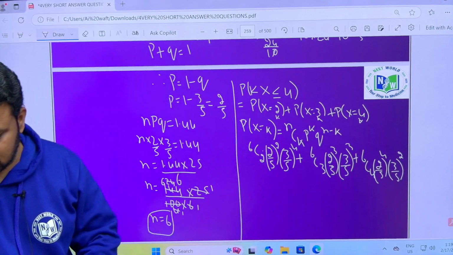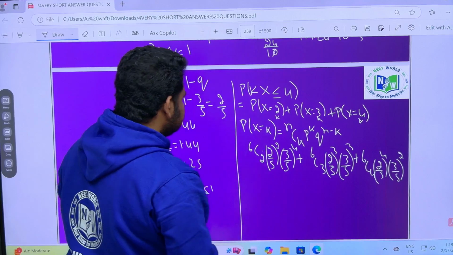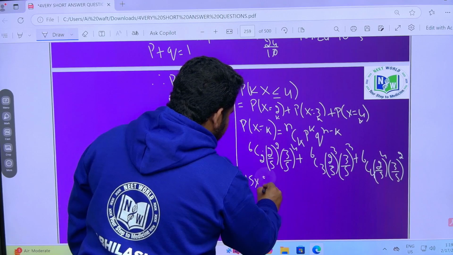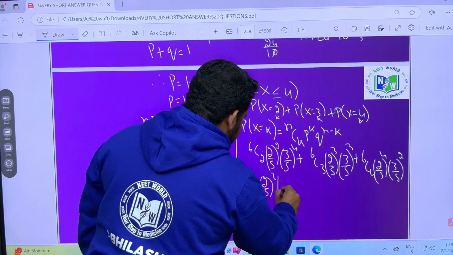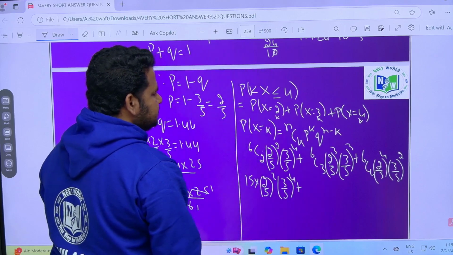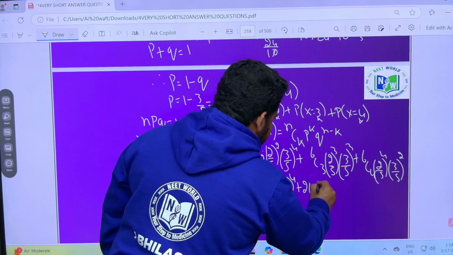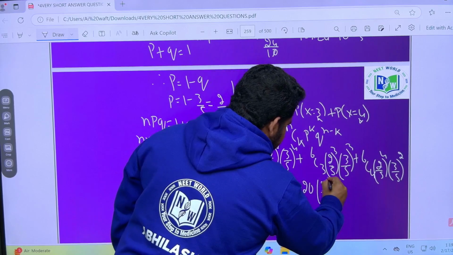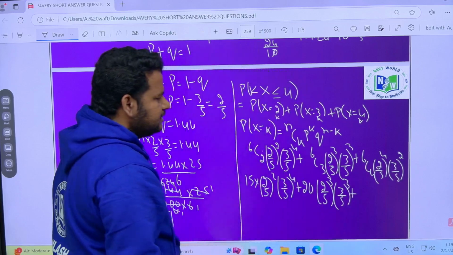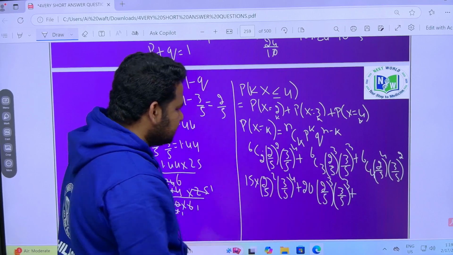Okay friends, this you have to further simplify. 6C2 is nothing but 15, into 2 by 5 whole square, plus 6C3 into 3 by 5 whole cube. 6C3 is nothing but 6 into 5 into 4 divided by 3 factorial, you will get it as 20. This calculation you can do, because anyway you have learnt the permutation chapter already. 6C4 is nothing but, nCr is equal to nC(n minus r), so 6C4 is nothing but 6C2 only, that you will get as 15 only.